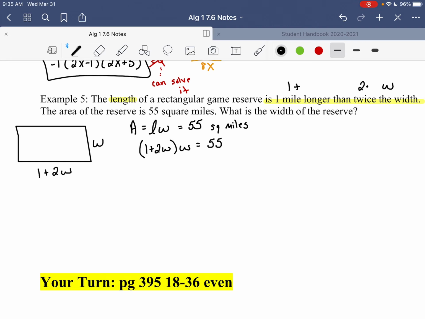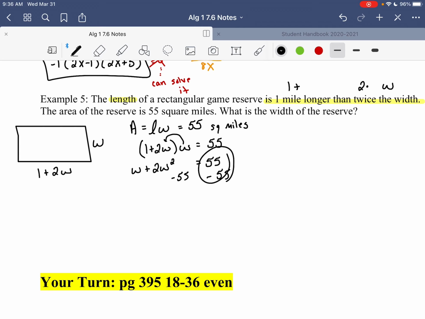You might be like, well, where does that fit in with all this factoring stuff we've been doing? If you notice, this is already factored, kind of, but it's equal to 55. The zero product property only works if you're equal to 0. So I'm going to have to get this equal to 0 first. So I'm going to distribute this w into both of these. So I'd get 1w plus 2w squared equals 55. And then I'm going to subtract that 55 from both sides.